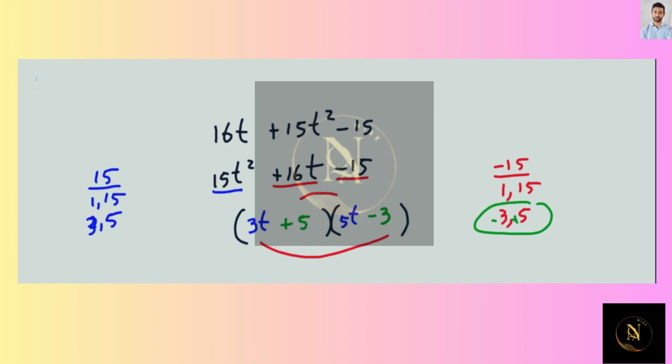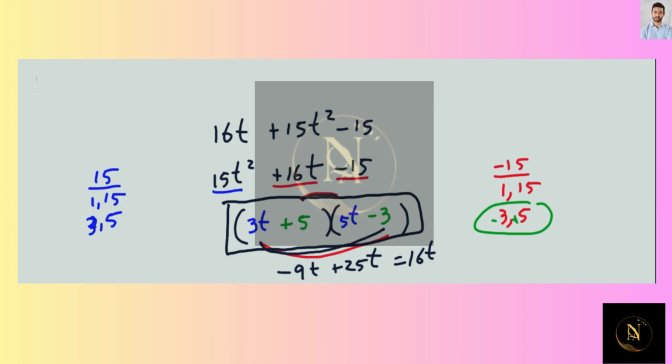Well, 5 times negative 3 is negative 15, so we know that would work, but we have to check the outside and inside terms. Well, our outside terms would be 3t times negative 3, which is negative 9t, and the inside terms are 5 times 5t, which is positive 25t. Well, negative 9t plus 25t is 16t. Perfect, this works out. And now we have factored our original trinomial into two binomials.